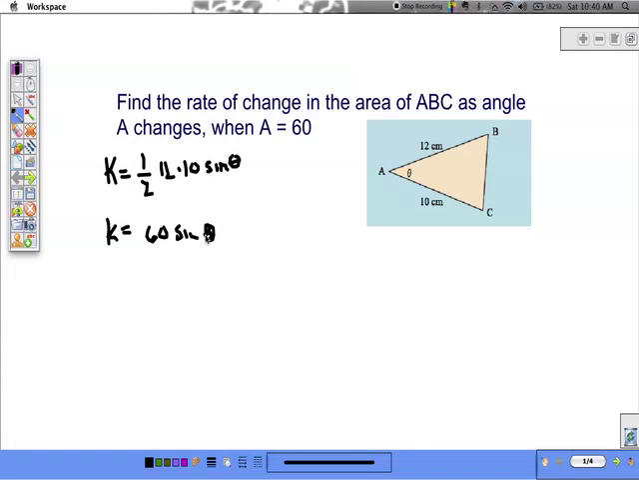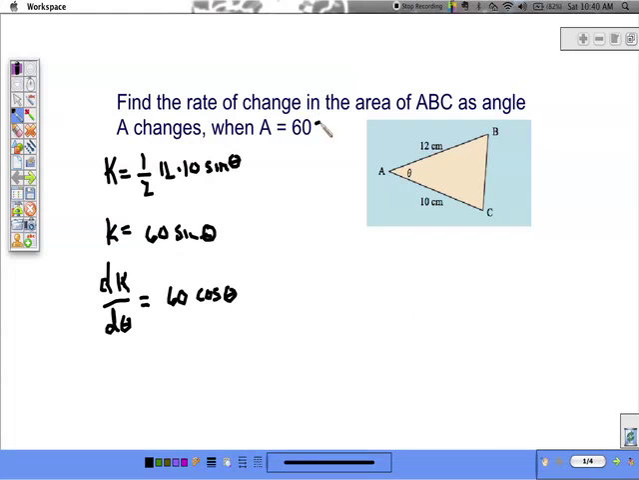Given that we know the angle and the two sides adjacent, we can find dA d theta. This would be 60 cosine theta.